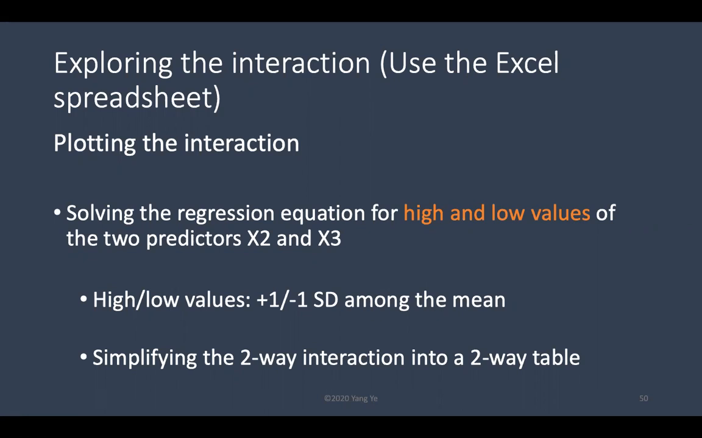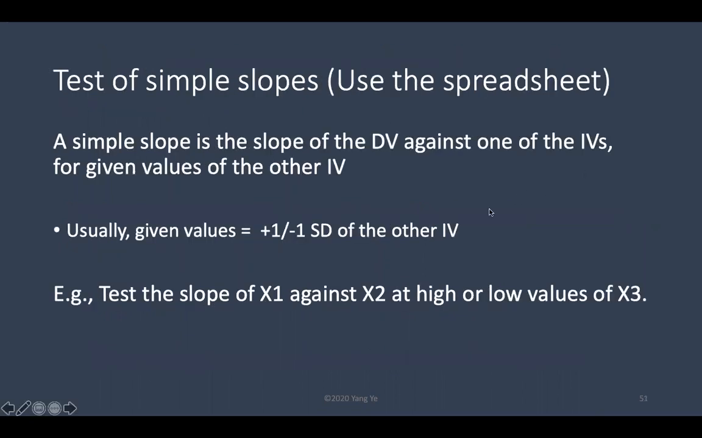the mean value. Now, since we have centered both x2 and x3, we're just going to use +1 and -1 standard deviation, because the mean is now 0. And this can help us simplify the two-way interaction into a two-way table. But that can be done at the same time with an analysis called test of simple slopes.